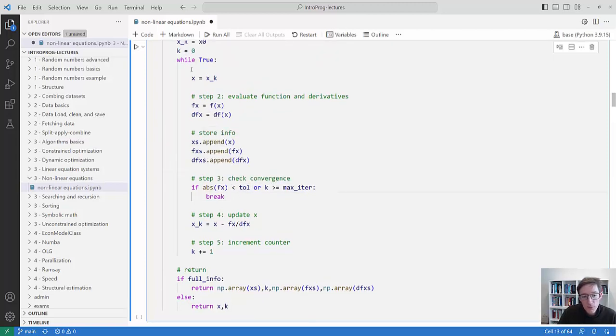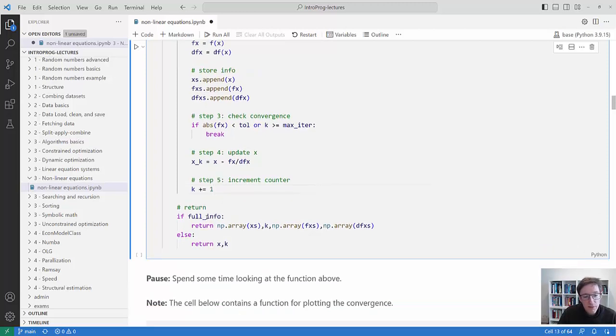This is a while loop, so it will continue until either we meet this tolerance or we exceed our maximum number of iterations. If we don't break out, then we do our update step and we increment the counter, and things go on in this way. Once we are out of the while loop, if we have full information on, then we will return the vectors of everything that we have done. Otherwise, we will just return the function value and the number of iterations.